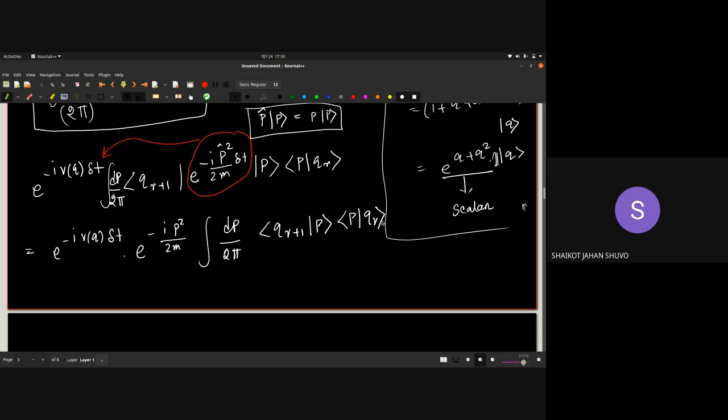What do you guys think? Did I make a mistake? Delta plus delta p squared over... oh, yes. The delta t is... yes, you are right.